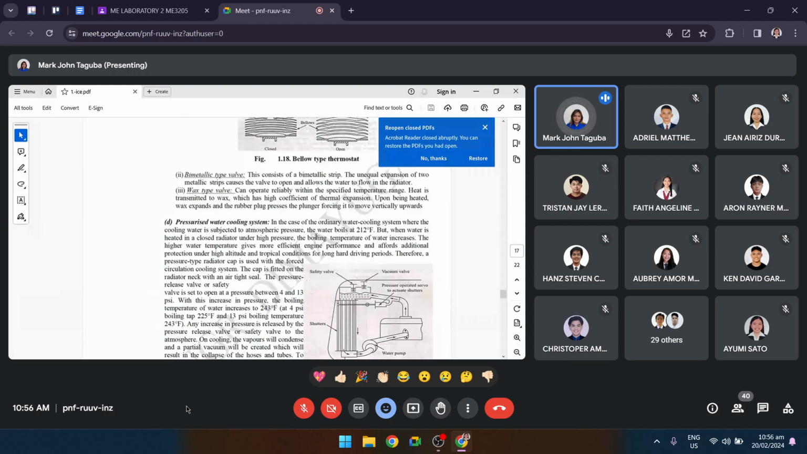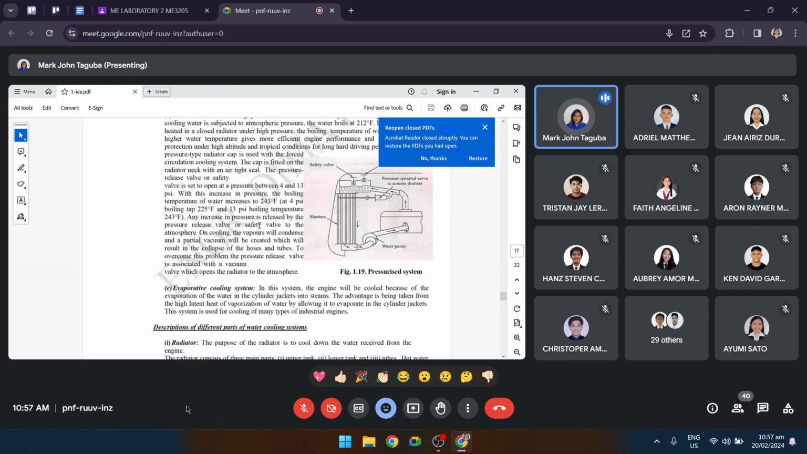So the higher water temperature gives more efficient engine performance and affords additional protection under high altitude and tropical condition for long hard driving period. So therefore, a pressure type radiator cap is used with the forced circulation cooling system. So the cap is fitted on the radiator neck with an airtight seal. And then the pressure release valve or safety valve is set to open at a pressure between 4 and 13 PSI. So ito ay na-discuss dun sa kaninang video. So yun yung pressurized water cooling system.